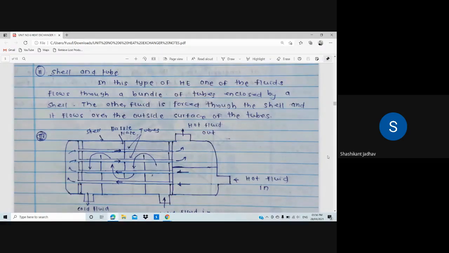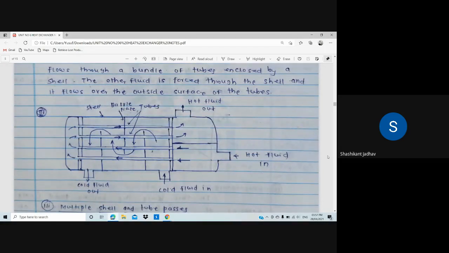The other fluid is forced through the shell, and it flows over the outside surface of the tubes.